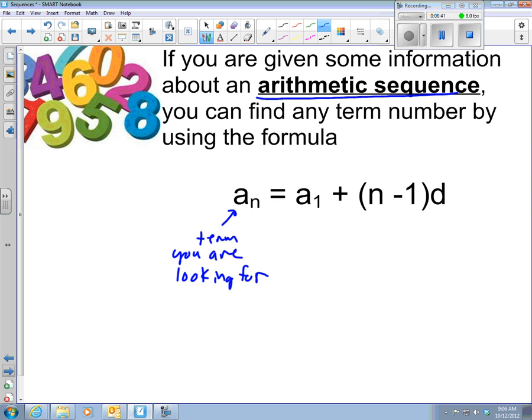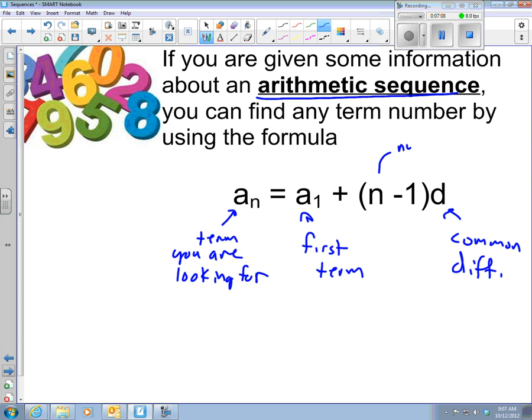So if I'm looking for the 20th term, it'd be a sub 20, if you want to write it that way. A sub 1 is my first term. D is the common difference. And then n is the number of the term you're looking for. So if I'm trying to find the 20th term, I'd plug in 20 for n.